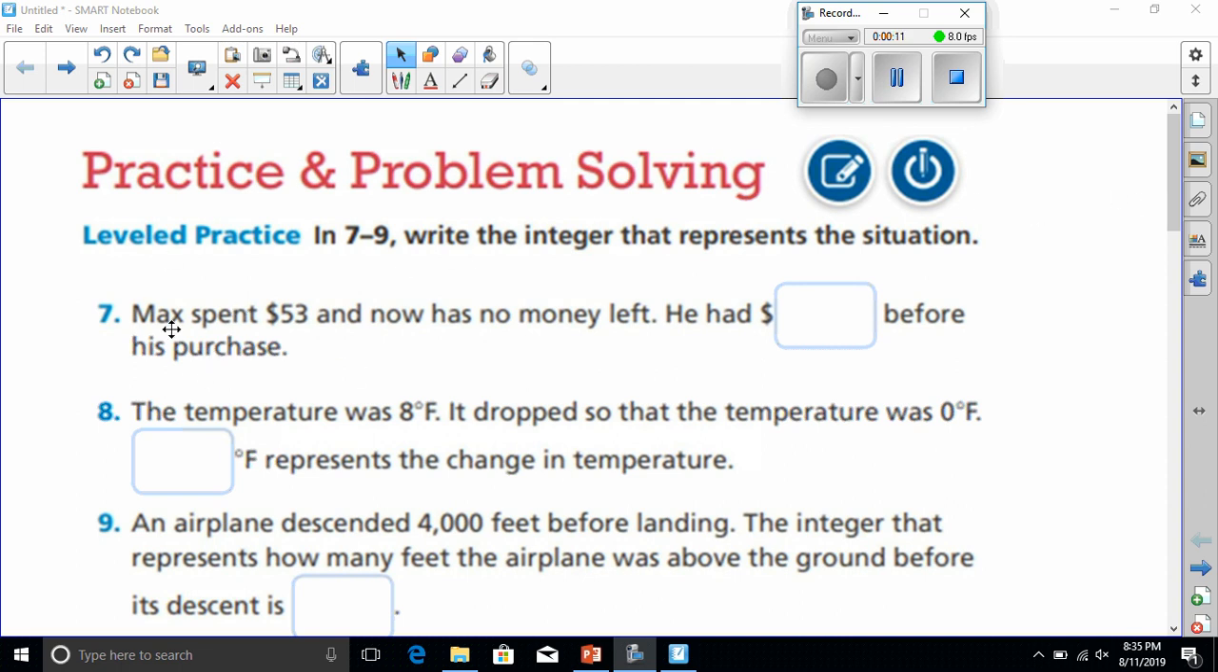Number 7 starts off with Max spent $53 and now he has no money left. He had what amount before his purchase? Well, this tells me right there that he had $53. That'd be a positive 53 because he needed $53 to spend. So, positive 53 would be the answer.